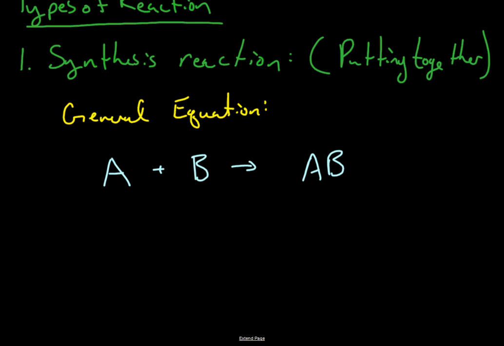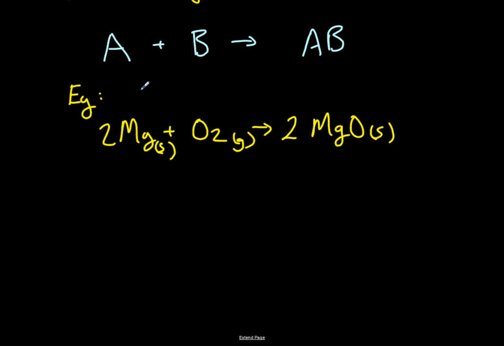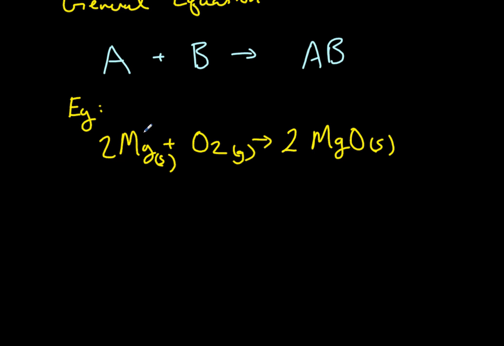So an example that we've seen of this is maybe something like this. We burned magnesium with oxygen, and we made magnesium oxide. Is that a balanced equation right now? So if I do this and this, I should be good. Okay? Do you see how that follows the general equation A plus B equals AB? There's A, there's B, and there's AB, creating a new compound.